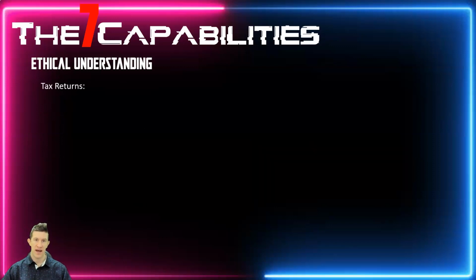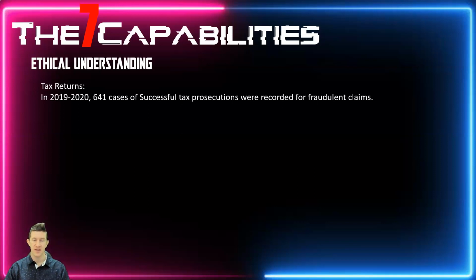So the next thing to talk about in terms of ethics is the tax return. And I mentioned this earlier. So in 2019 to 2020, 641 cases of successful tax prosecutions were recorded for fraudulent claims. This resulted in $4 million in fines throughout Australia.